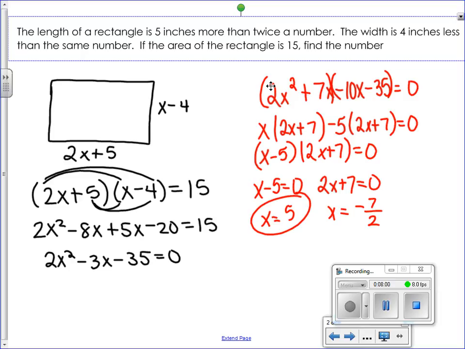Now I will say, if it was just this one, it could be a negative 7 halves. But that's still going to give me a positive number when I put x in right there. But that one messes it up. You go back and check it. You can't use that. It can be. And that's what I'm saying.